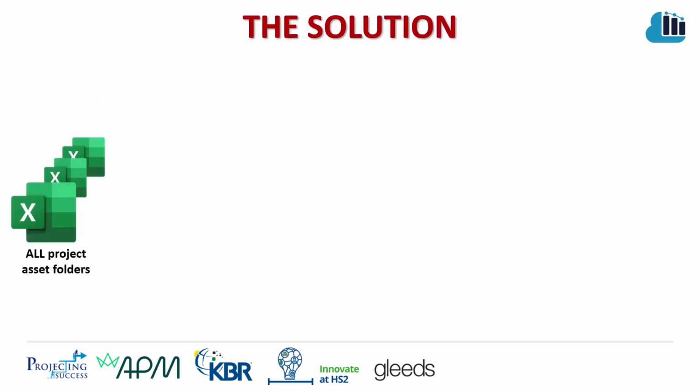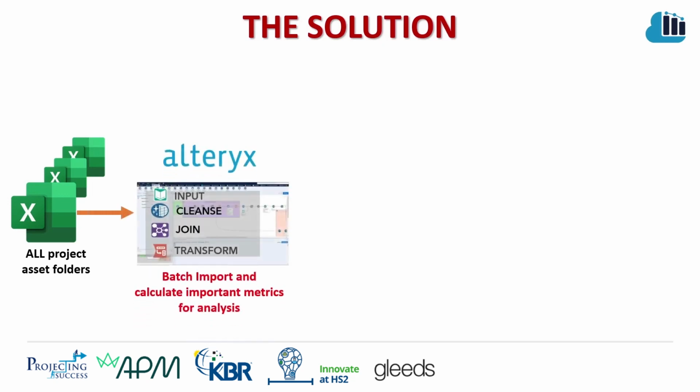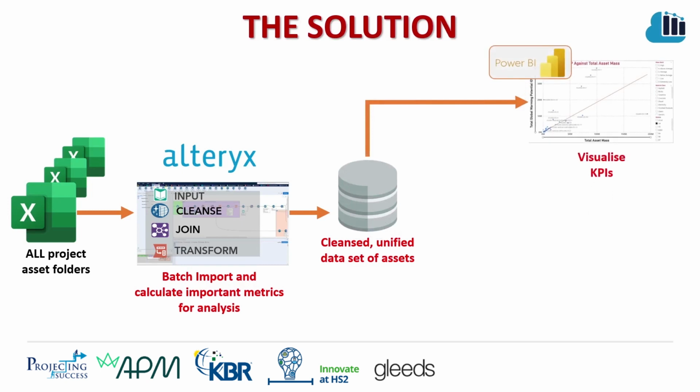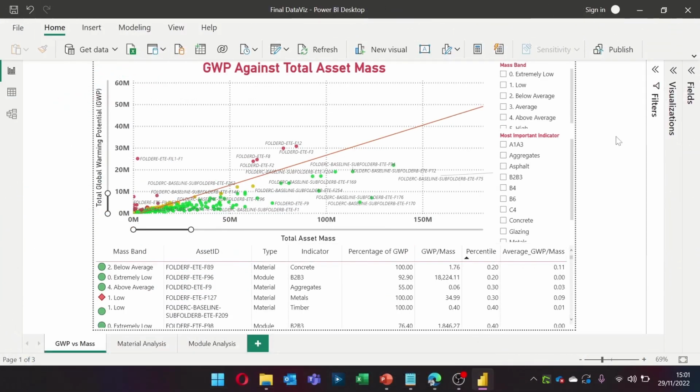So here's the solution. All those project asset folders spread across those Excel files, we bring into Alteryx to input, cleanse, join and transform all of that data to get it to a nice cleansed, unified set of data. That then is the basis of our Power BI visualization for those KPIs. We bring it into the machine learning model within DataRobot to determine those feature importances, what makes an asset good, what makes it bad, and then blend that back in, as you'll see, to integrate those feature importances back into the Power BI visualizations themselves. Right, we've seen enough slides.